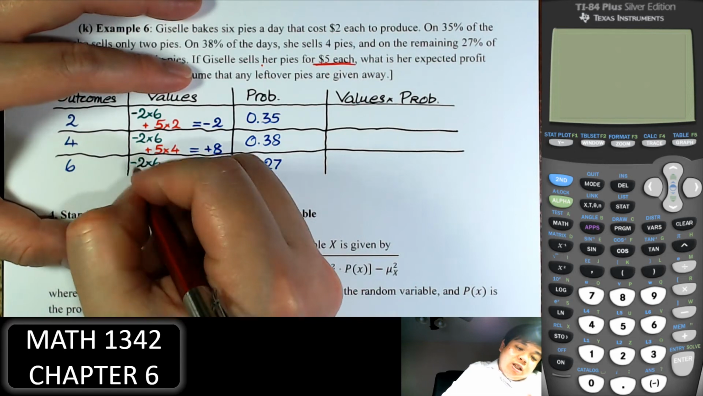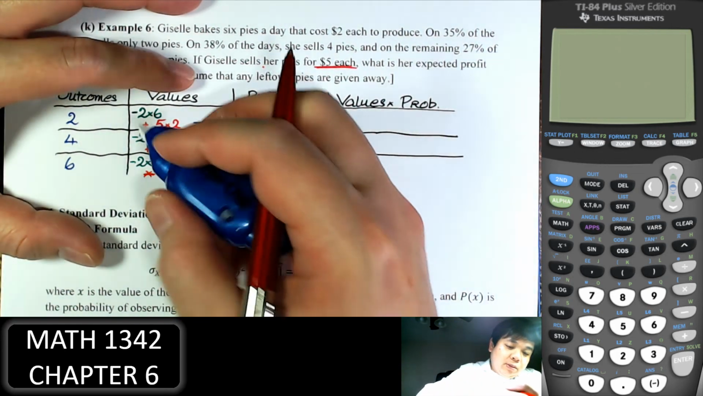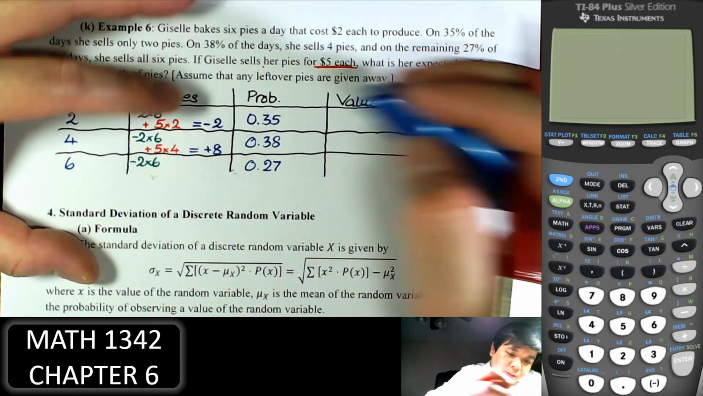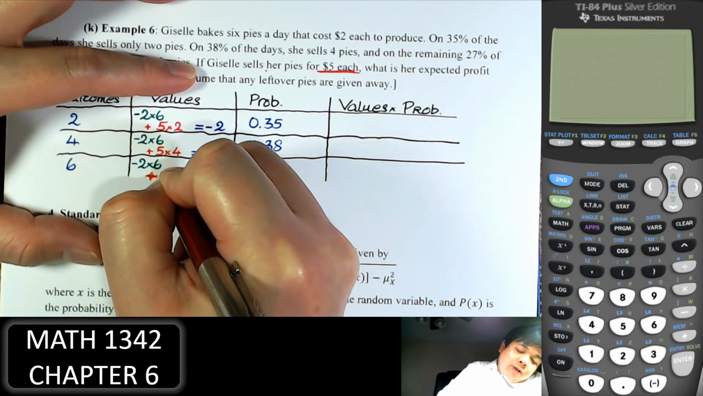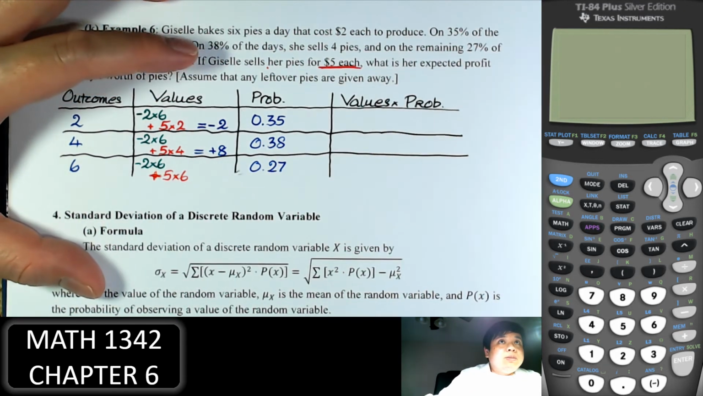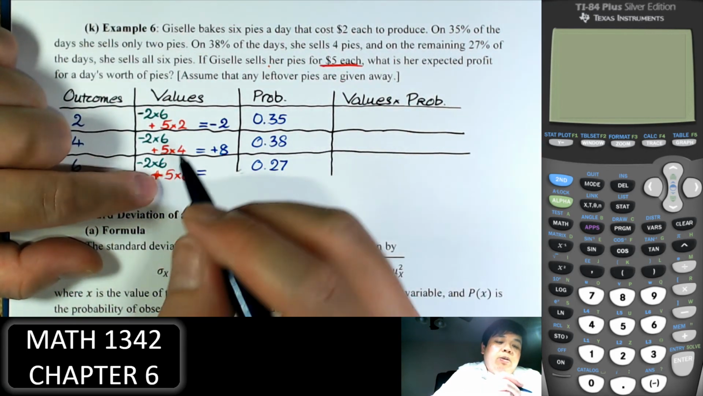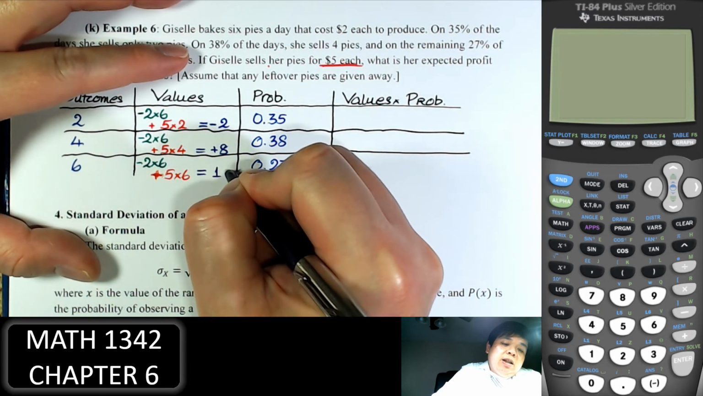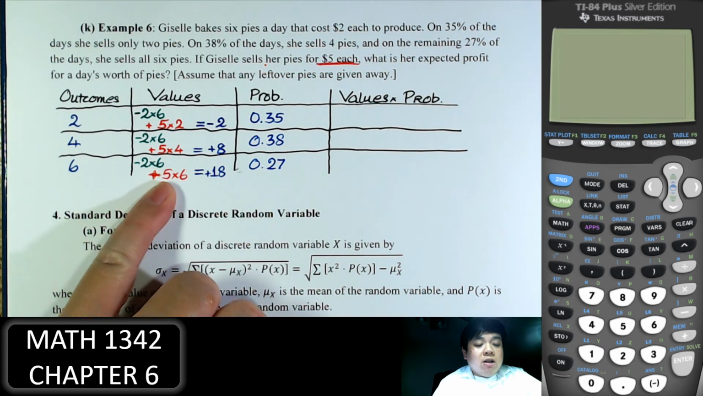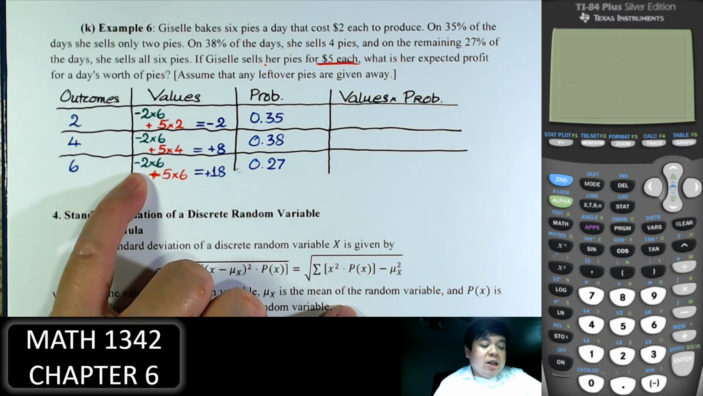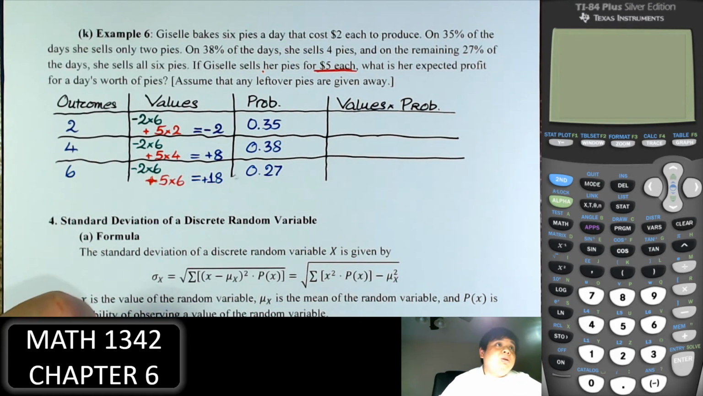And when she sells 6, at $5 each, so -12 plus 30, that's $18. So if she sells all 6 of them, she gets $30 back, invests $12, so the net profit is $18. Right, now we just multiply across.